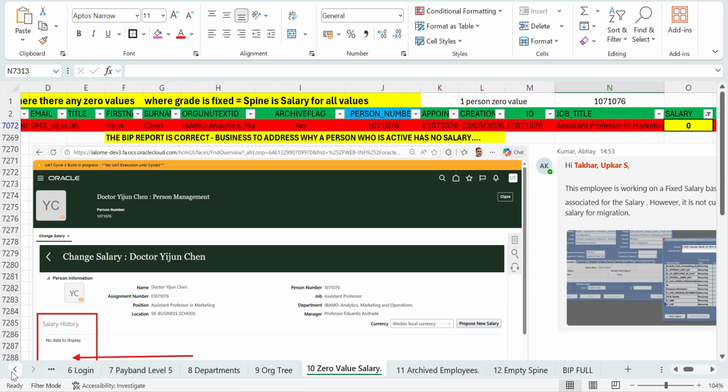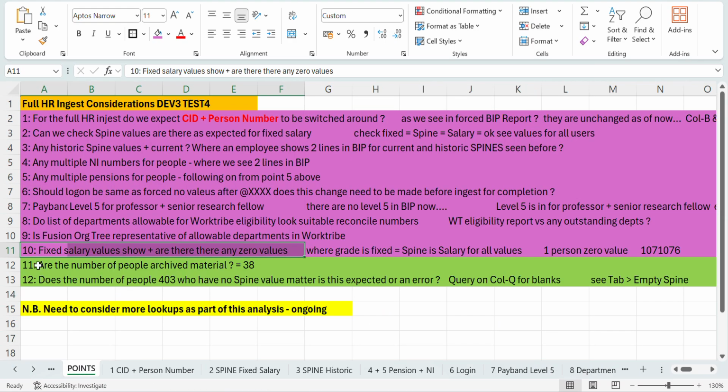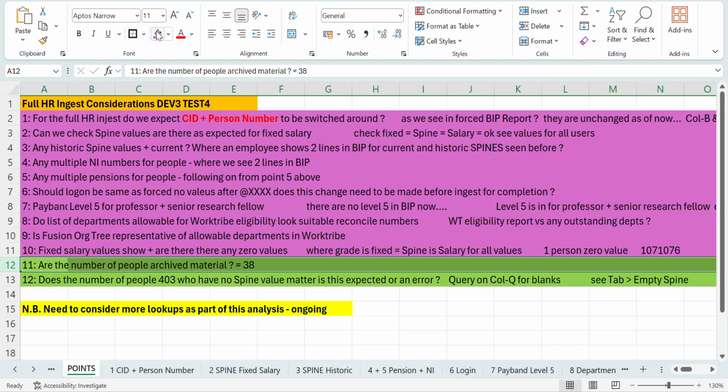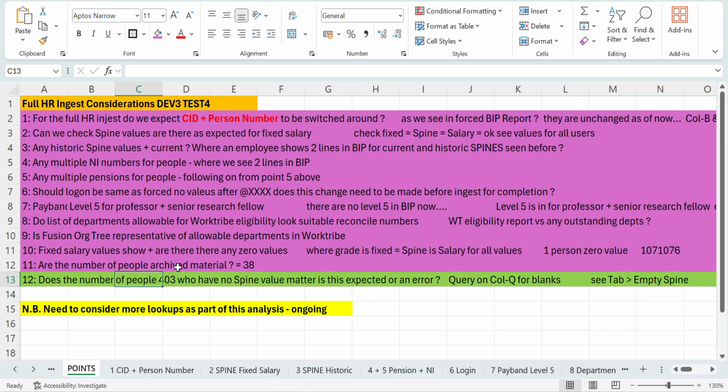So that's good understanding. Okay, so I think that completes the point on 0 salaries. Okay, next one is: are the number of people who are archived from this BIP report material? So what's the number of people that were archived?